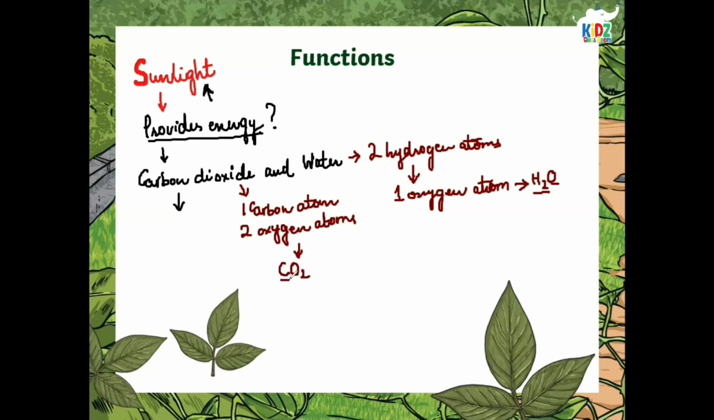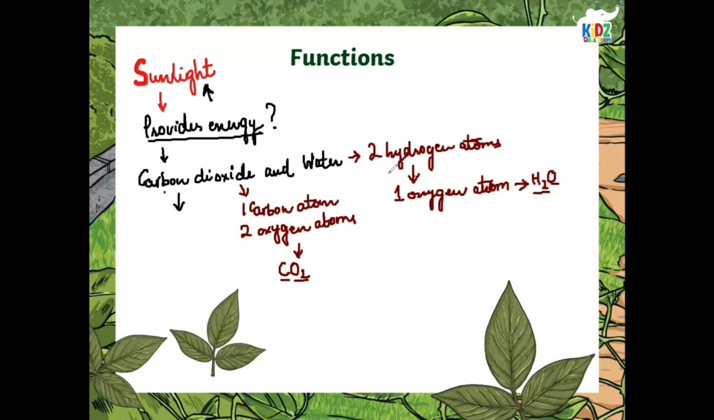It means 1 carbon atom and 2 oxygen atoms. Okay, so the role of sunlight in the process of photosynthesis is to provide energy. And why do we need energy? The energy is required to separate these carbon dioxide and water molecules into their basic atoms, carbon atom, oxygen atom, to break down into their atoms.